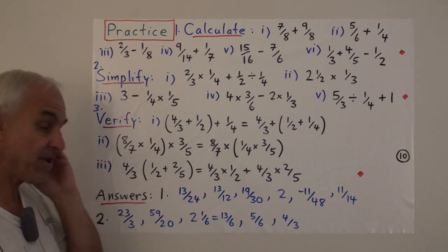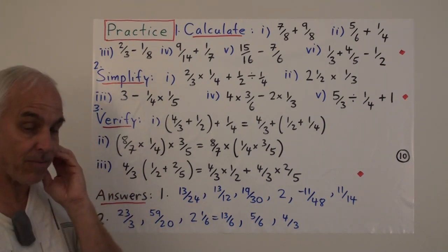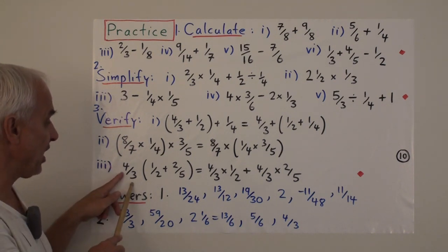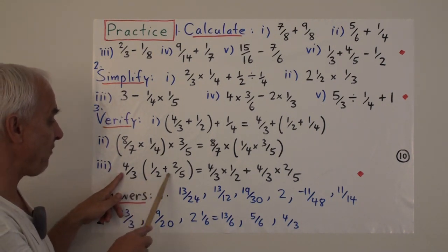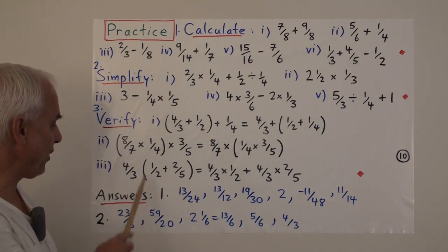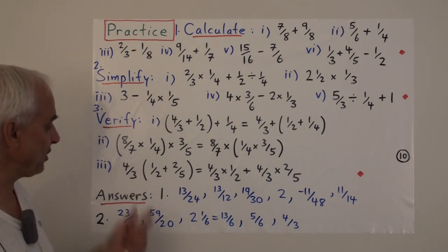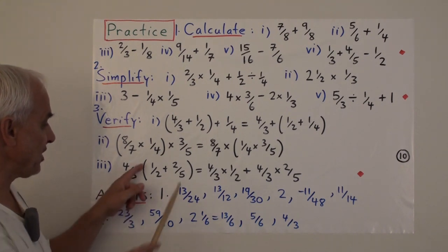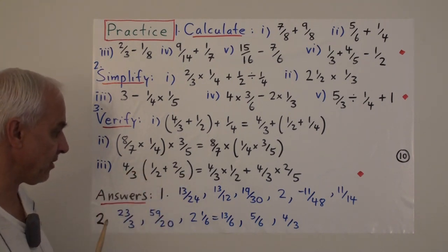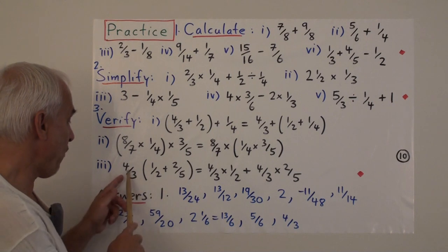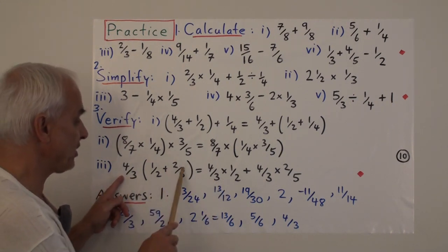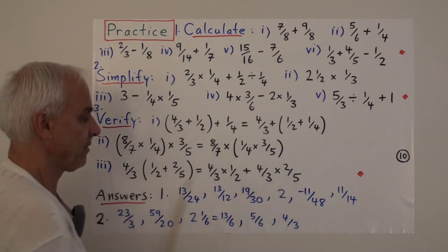And here's an example of the distributive law, which again holds for fractions. 4/3 times 1/2 plus 2/5. And notice I haven't put a times sign there. So if there's no times sign, it means multiplication. So 4/3 times whatever you get when you add these two should be equal to 4/3 times 1/2 plus 4/3 times 2/5.